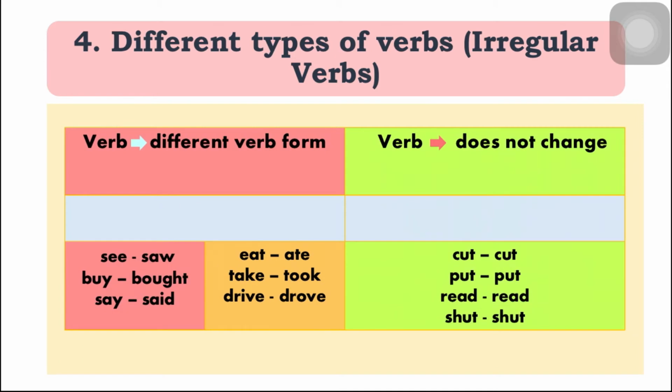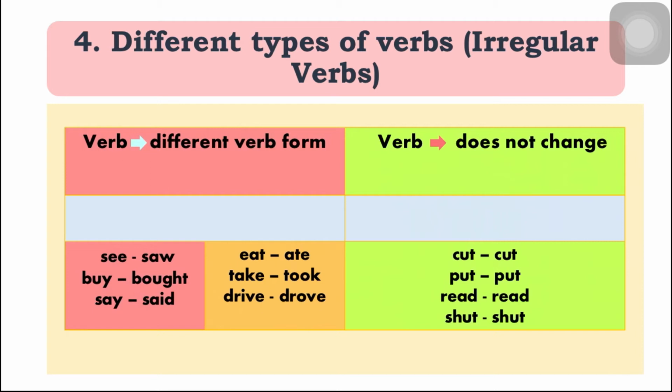So now we are talking about irregular forms. Irregular forms are pretty different from regular forms. We can see here, they are verbs that change into a completely different verb form. For example, see becomes saw. It becomes a completely different word. Buy becomes bought. Say becomes said. Eat becomes ate. Take becomes took. Drive becomes drove.